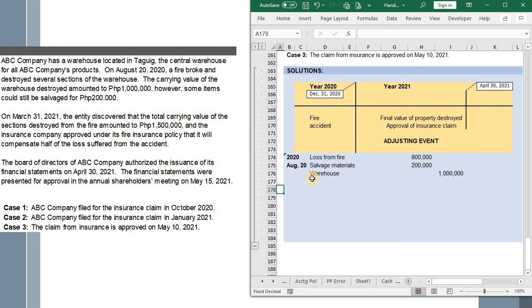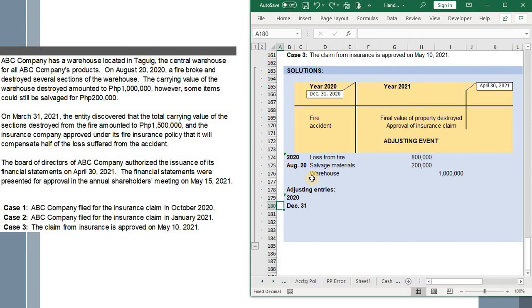Again, since we have two events that occurred in 2021, which are events after the reporting date, it means that we have to record adjusting entries on December 31, 2020. So first is the final value of the property destroyed. Again, the final value is 1.5 million.